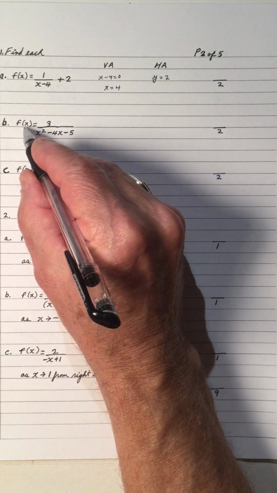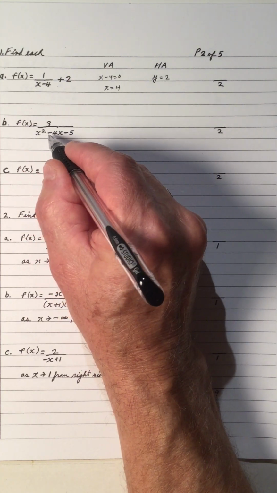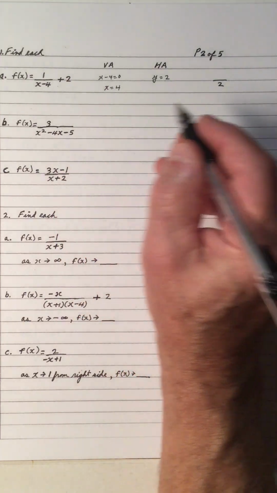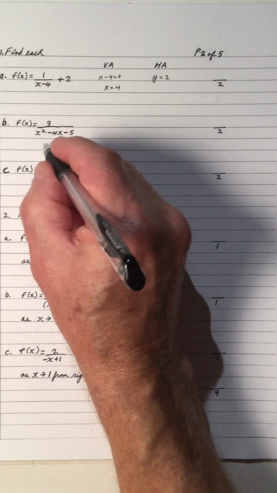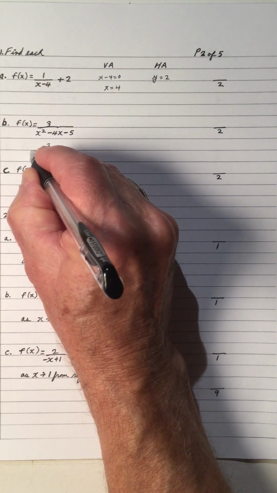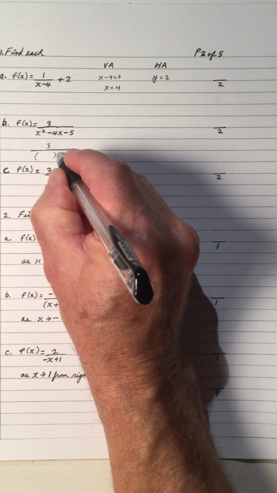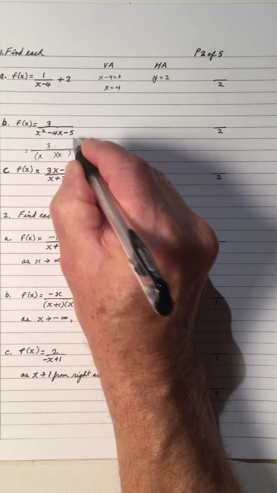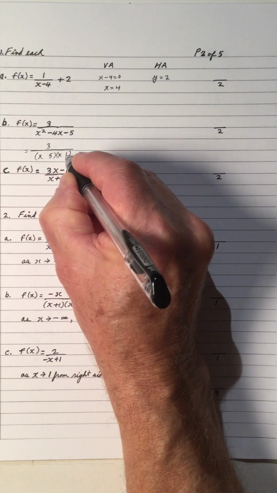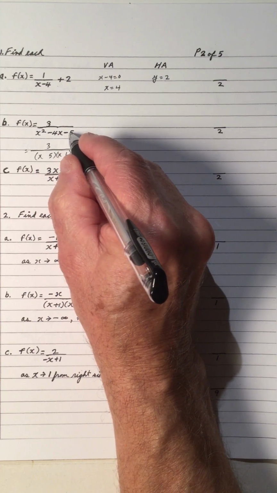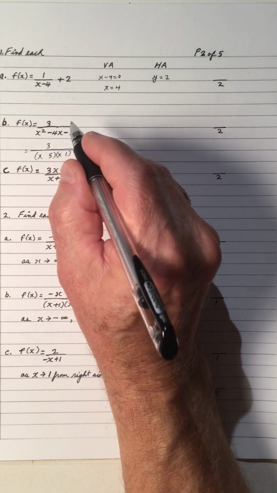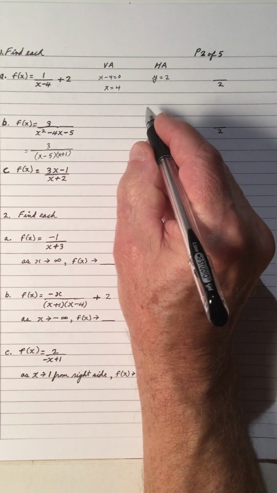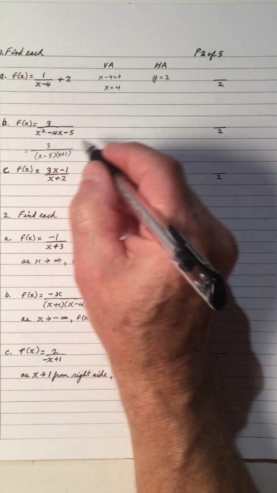B, f of x equals 3 over x squared minus 4x minus 5. And we want to find the vertical asymptotes. So what we'll do is we have a quadratic, to see if this quadratic is factorable. x squared is made up of x and x. Factors of 5 are 5 and 1. The product is negative 5. The sum is negative 4, so it has to be a negative and a positive. So negative 5 plus 1 is the factorization.